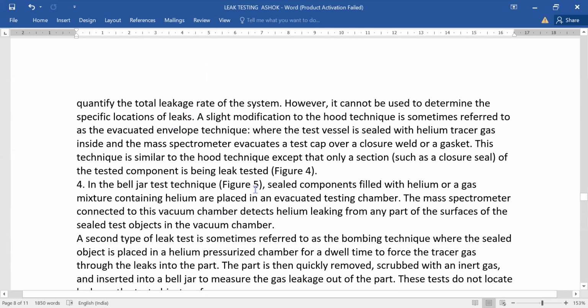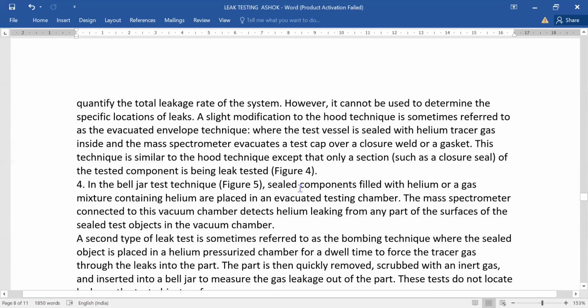In the bell jar test technique, the sealed component, where the test vessel is sealed with helium tracer gas inside, and the mass spectrometer evacuates the test cap over a closure weld or gasket. This technique is similar to the hood technique, except that only a section of the tested component is being leak tested. That is figure 4. Figure 5, bell jar technique.